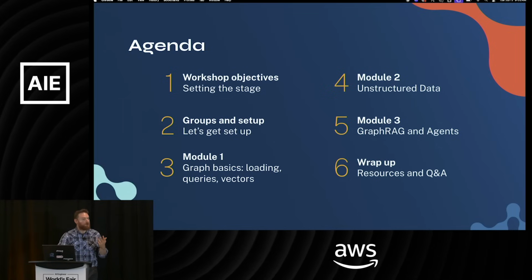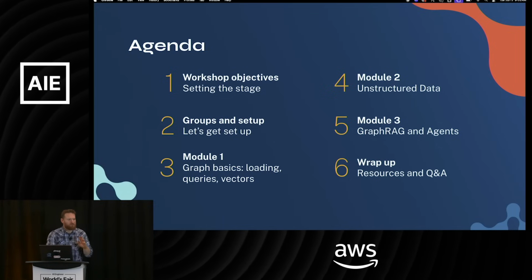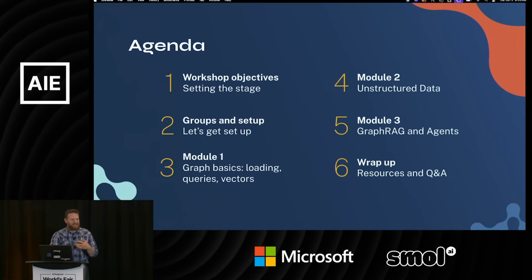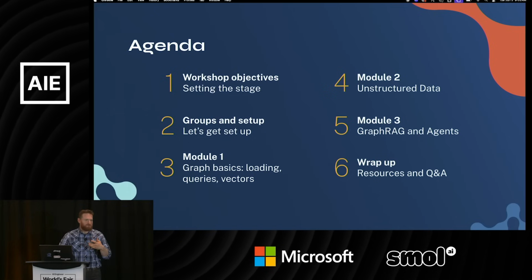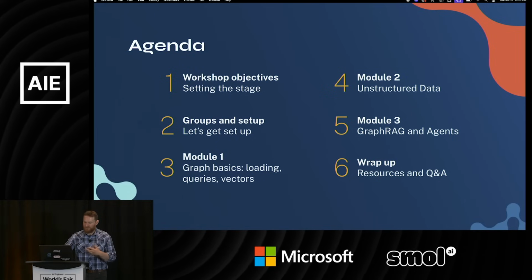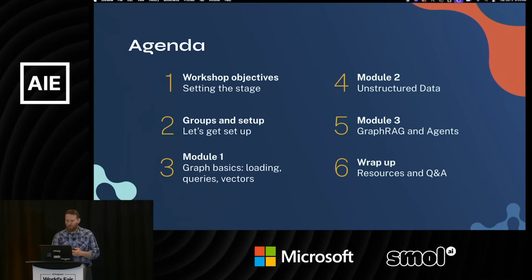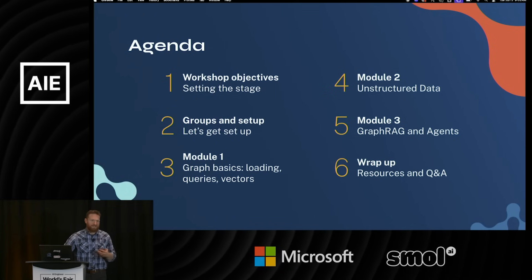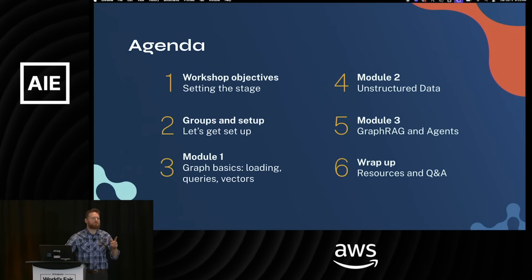And then we have 3 modules. We're going to go over some graph basics. We'll be using Neo4j today, a graph database: how to query it and how to construct your logic to retrieve data. We'll go over another module on unstructured data and how to do entity extraction.